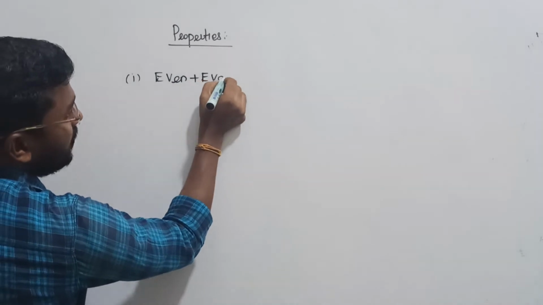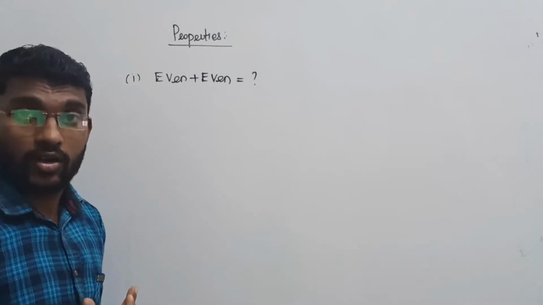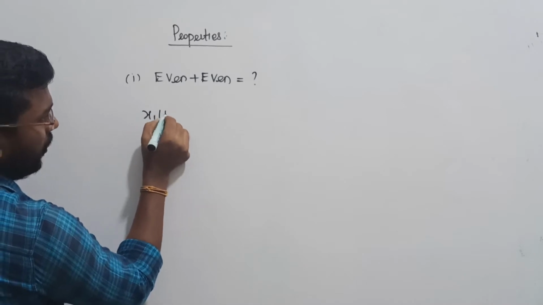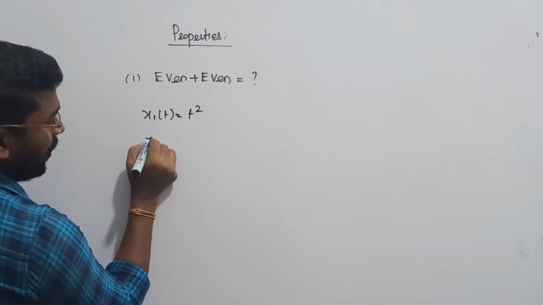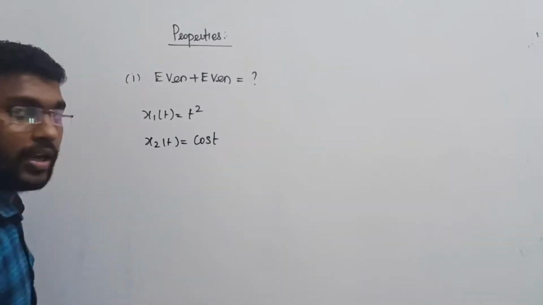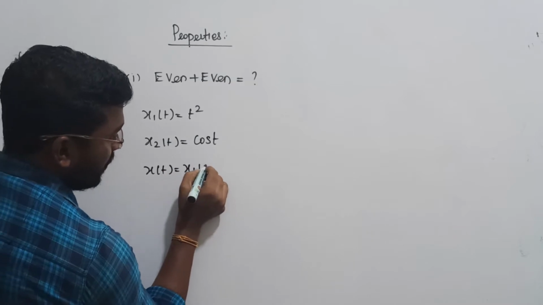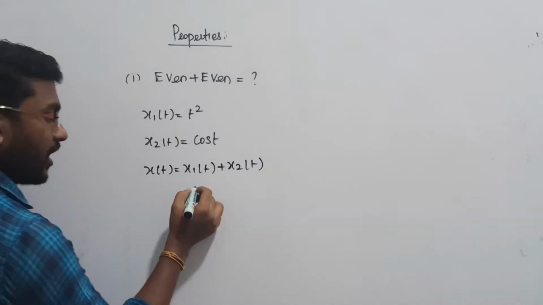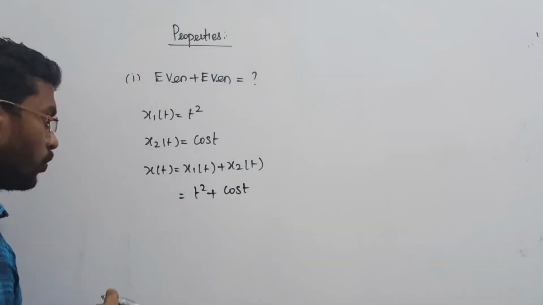If I add two even signals, then what about the resultant signal? Will the resultant be even or not? That is the question. Shall we test? For that I am taking the example x1 of t given as t square. We all know t square is an even signal. Similarly, let me consider one more signal x2 of t, cos t. We all know cos t is also an even signal. Let us combine them. In result, x of t can be written as the addition of x1 of t and x2 of t. Now x1 of t is t square, plus x2 of t, which is cos t. Now that is x of t.